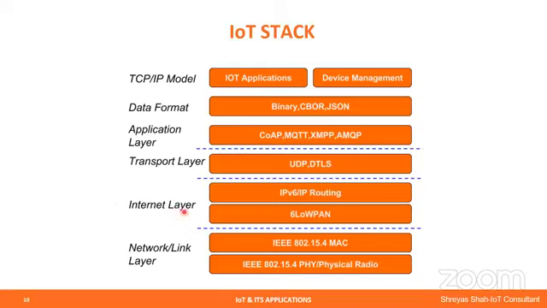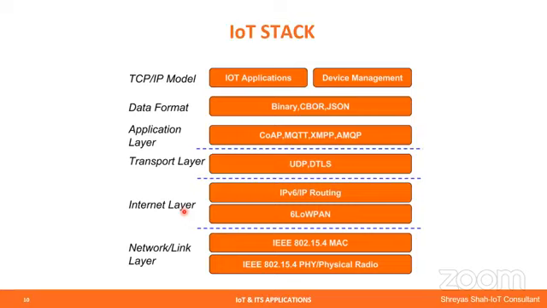Now comes the internet layer, that is IP-based communication, which is widely used in IoT. As we have been discussing, internet and network connectivity are the major things that play an important role. This layer widely supports IPv4 and IPv6 based routing. And now comes the physical or link layer, or the network layer, where the physical module resides on a specific device.